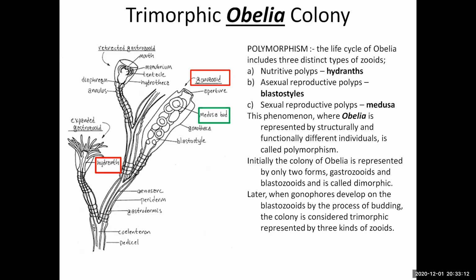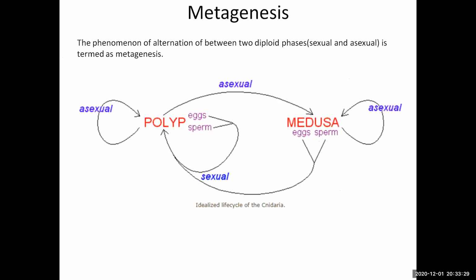So initially the colony of Obelia is represented by only two forms, gastrozoid and blastozoids, and is called dimorphic. Later, when gonophores develop on blastozoids by the process of budding, that is asexual reproduction, the colony is considered trimorphic and is represented by three kinds of zooids.